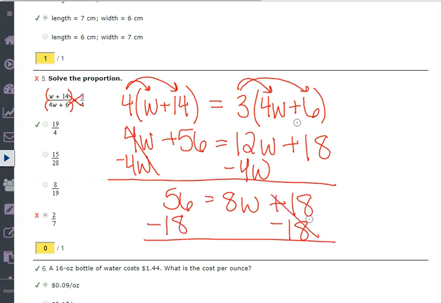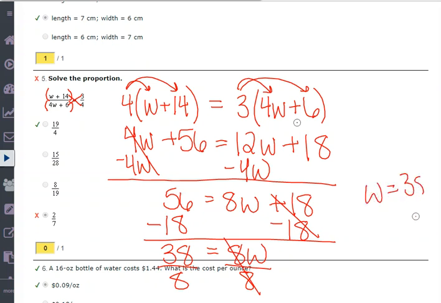56 minus 18 is 38 equals 8W. Finally, we have to divide both sides by 8. That will isolate the variable. So we get W equals 38 over 8.